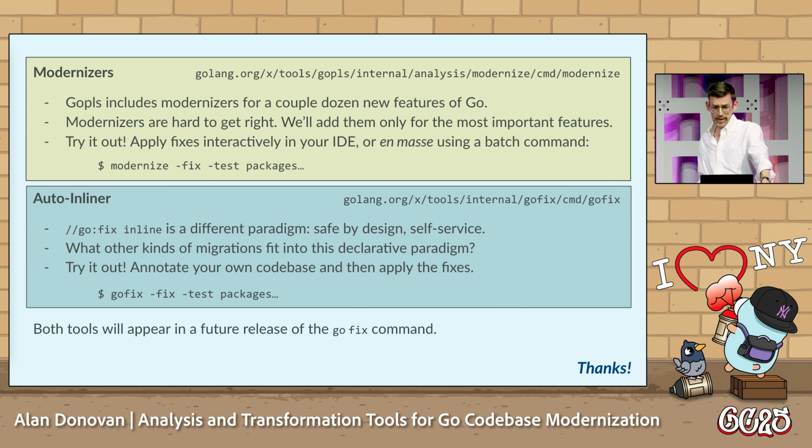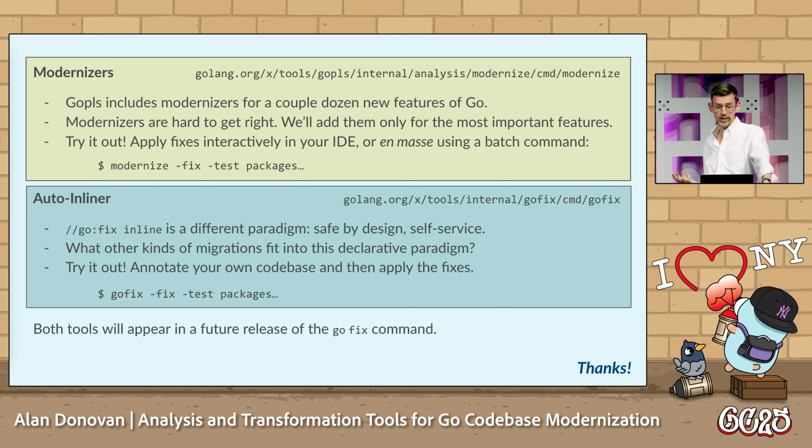So I'm going to wrap up now. I've presented two different kinds of modernization tools. First, modernizers, which are bespoke algorithms tailored to specific new features of the language and the library. They're fiddly, so we plan to add them only for the most important new features. And second, the auto-inliner, a more general tool driven by directive comments that you can add into your own code base. This approach is safer and open-ended and seems promising for other kinds of migrations.